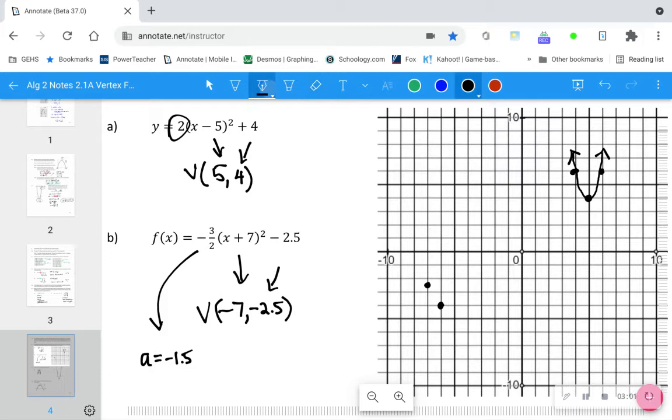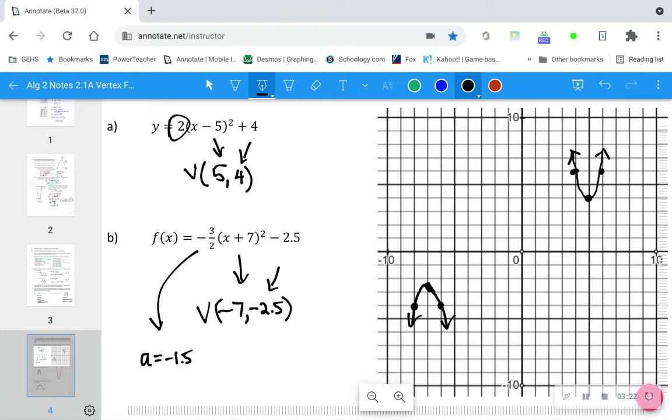And then I do the same in the other direction, 1 to the left. It's always 1 to the left and 1 to the right. And then a units down in this case because we have a negative value of a. And there's my second point. So I have a little bit of an idea of where this is headed. It's going to look like that.